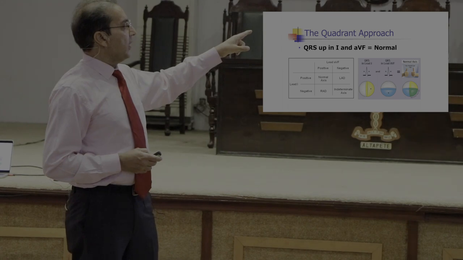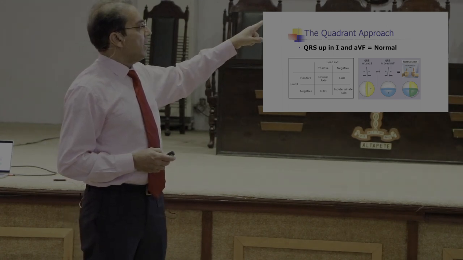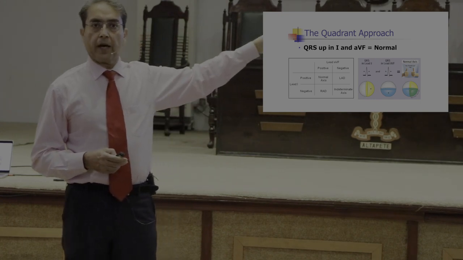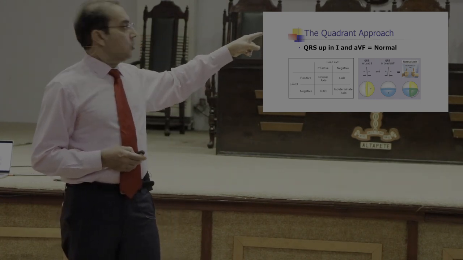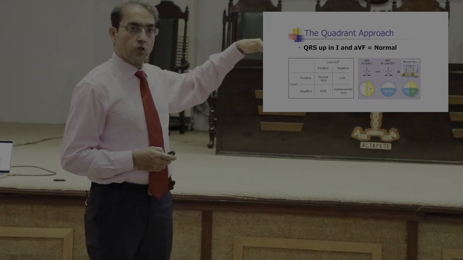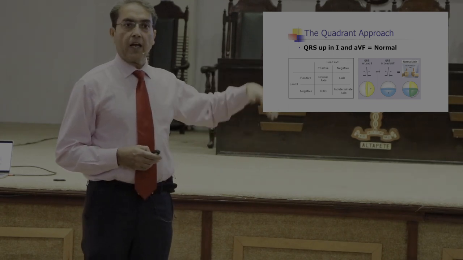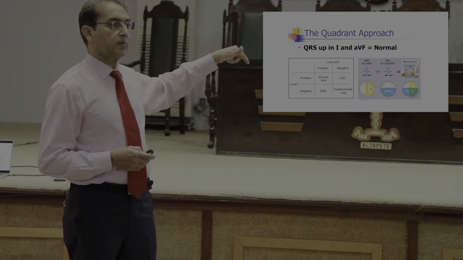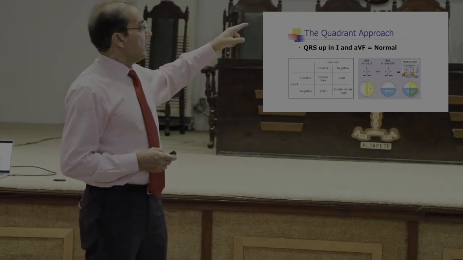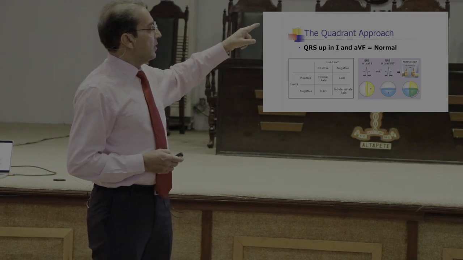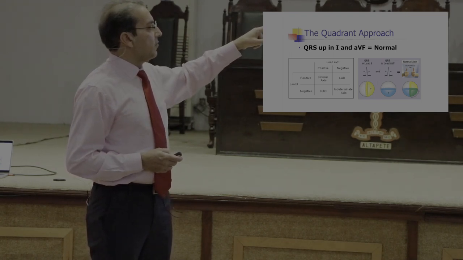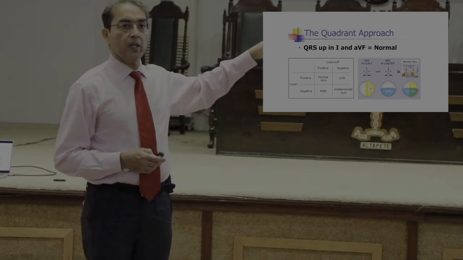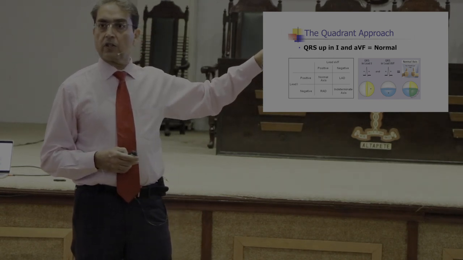If lead 1 is negative and lead AVF is positive, this is right axis deviation, that is RAD. So if lead 1 is negative, showing a downward complex, and AVF is showing an upward complex, this is right axis deviation. If lead 1 is positive and lead AVF is negative, that is, lead AVF is downward while lead 1 is upward, this is left axis deviation.